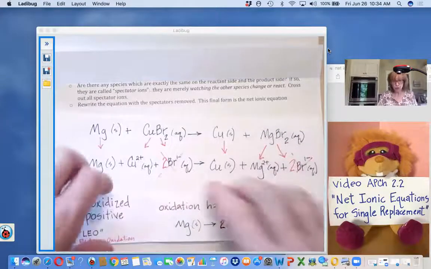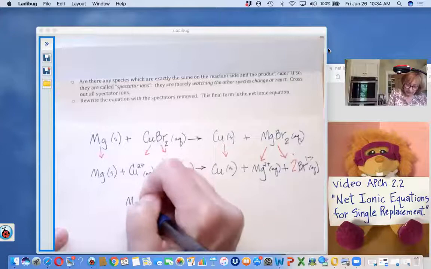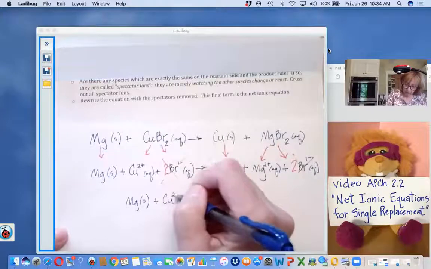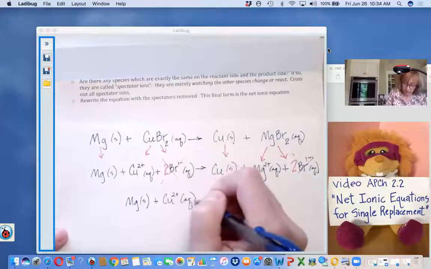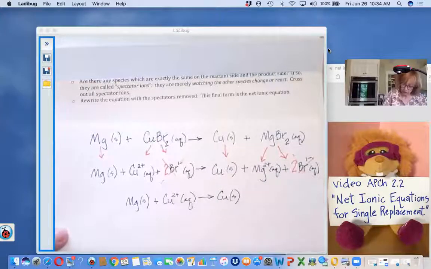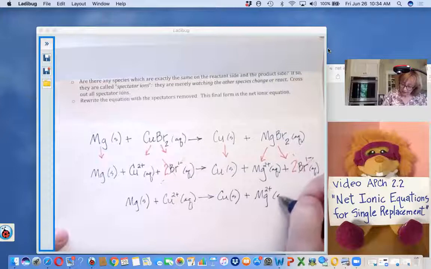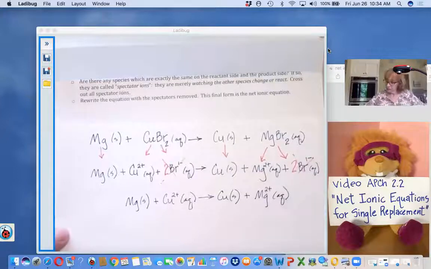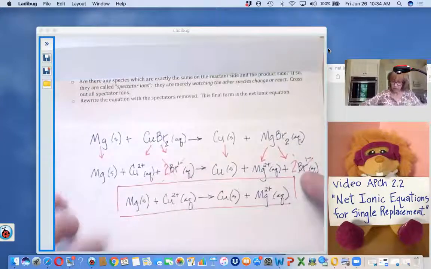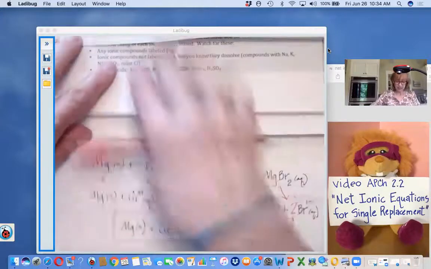And if I remove those from this full ionic equation, the pieces left over, the magnesium solid atoms and the copper cations swimming in solution, turned into copper solid atoms, neutral, and magnesium cations swimming in solution. This, with the spectator ions removed, is known as the net ionic equation.